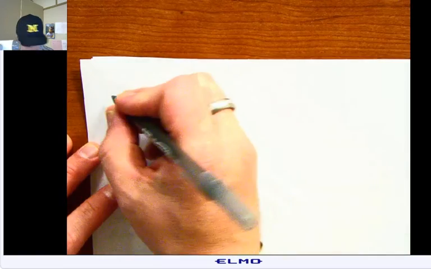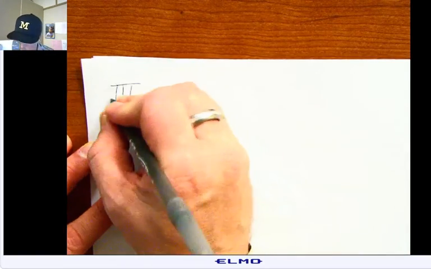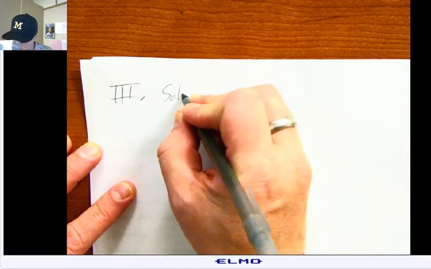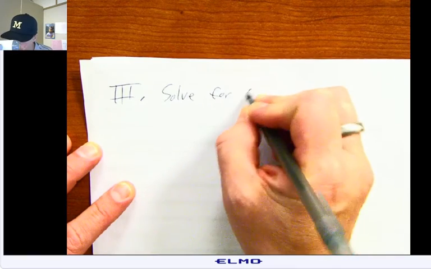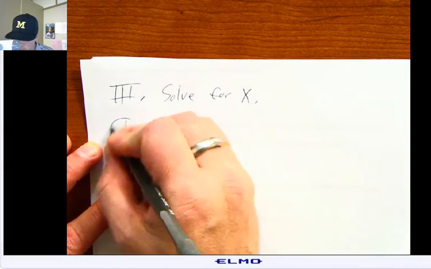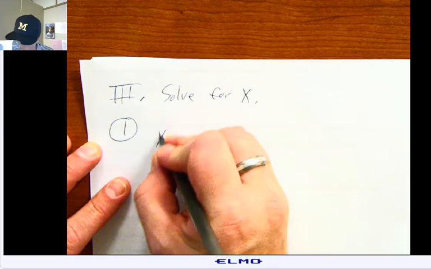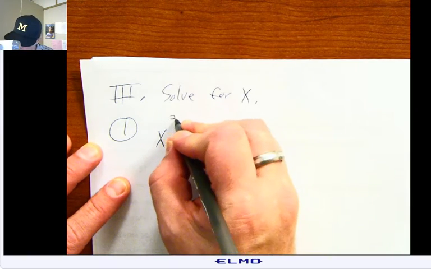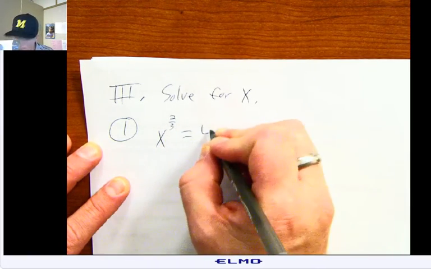Now, part 3 is a little bit different. We're now going to solve for x. Example 1, let's say I had x to the 2/3 equals 4.